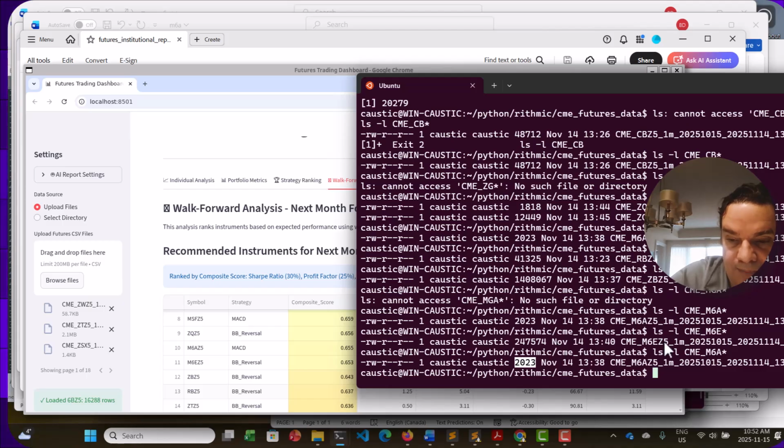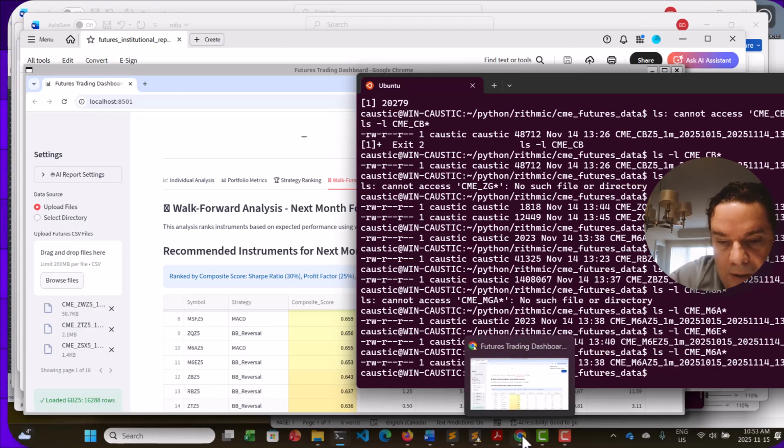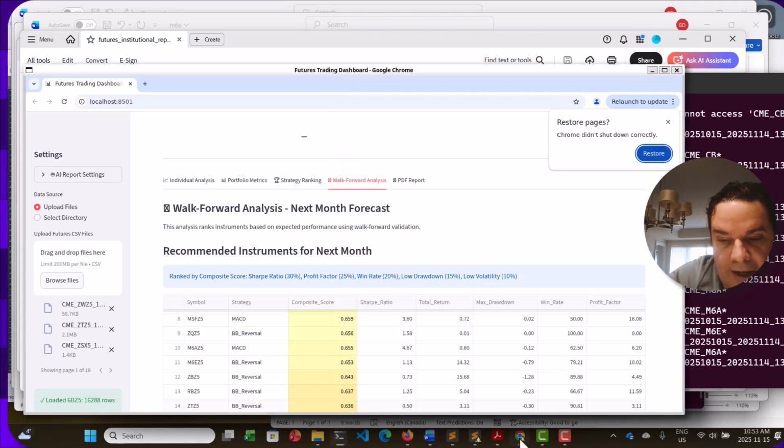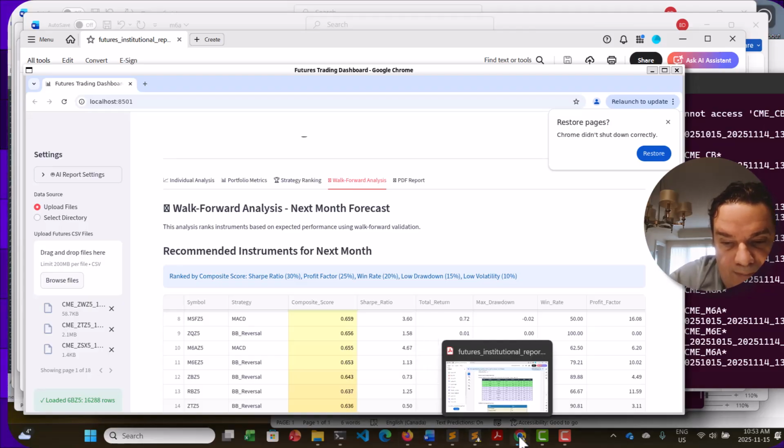because when you look at the M6E, let's say the M6A of the micro Australian dollar versus the micro euro. See the difference of the size; it's almost 10 times bigger. So that matters. So as an example, what I could show you is there's just not enough trading data to work with.